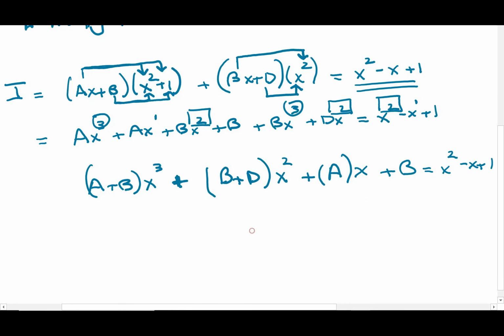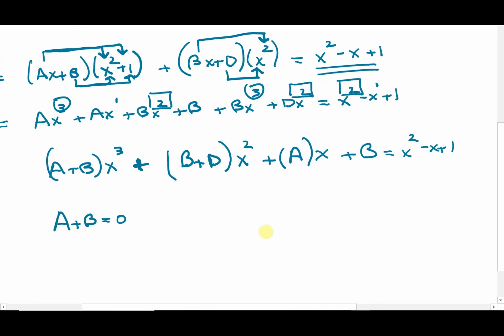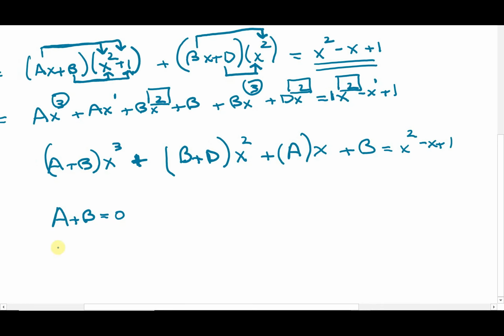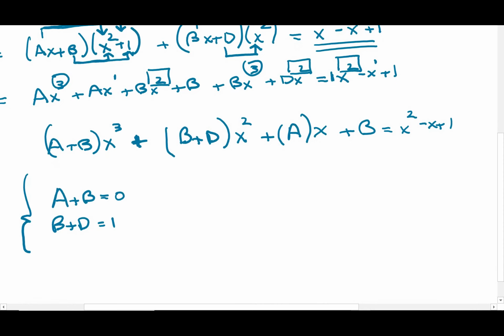But we notice right here we know the cube is 0. There is no x cubed term. So we know a plus b must equal 0. Now we also know the coefficient of the x squared is 1. So b plus d, here's the key terms, we know b plus d must equal 1. And then we have the x term is -1, so that means a equals -1.